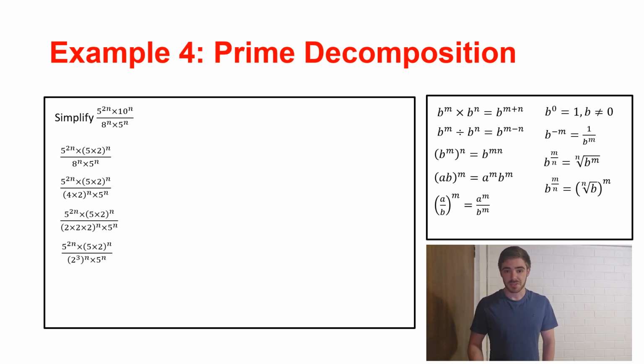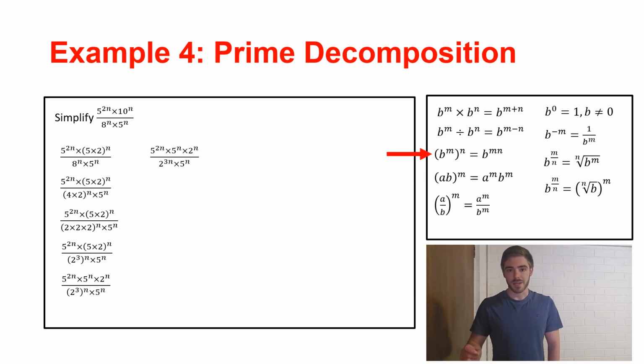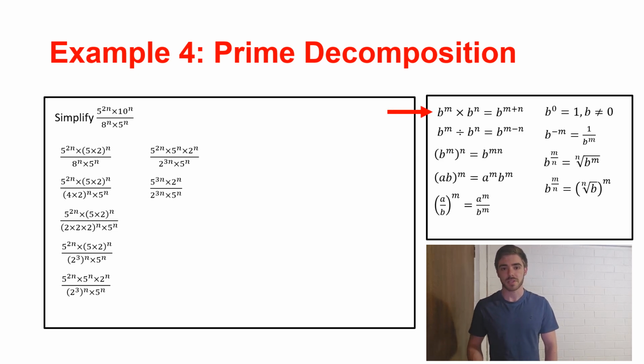From here, we can split the 5 and the 2 in the numerator up into their own separate terms. And suddenly, we now have more index laws available to us. Starting with the cascaded powers, 2 to the power of 3 to the power of n is now going to become 2 to the power of 3n. Now we move on to our multiplication principle. The only thing to do here would be to combine the 5 to the 2n and the 5 to the n to make 5 to the 3n.